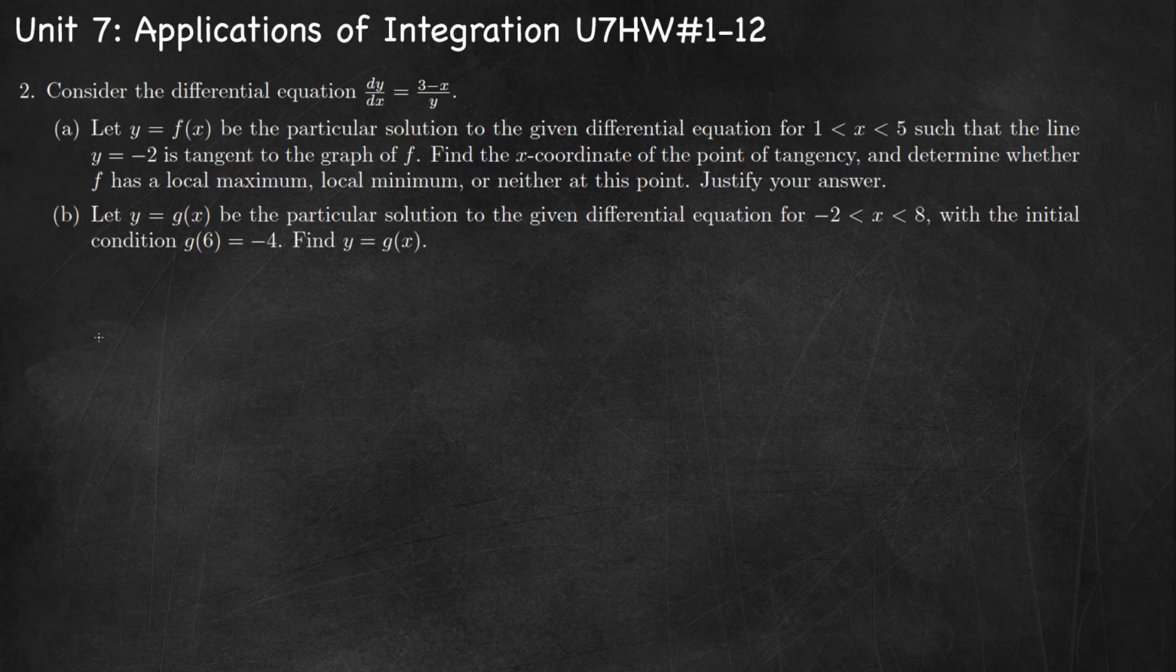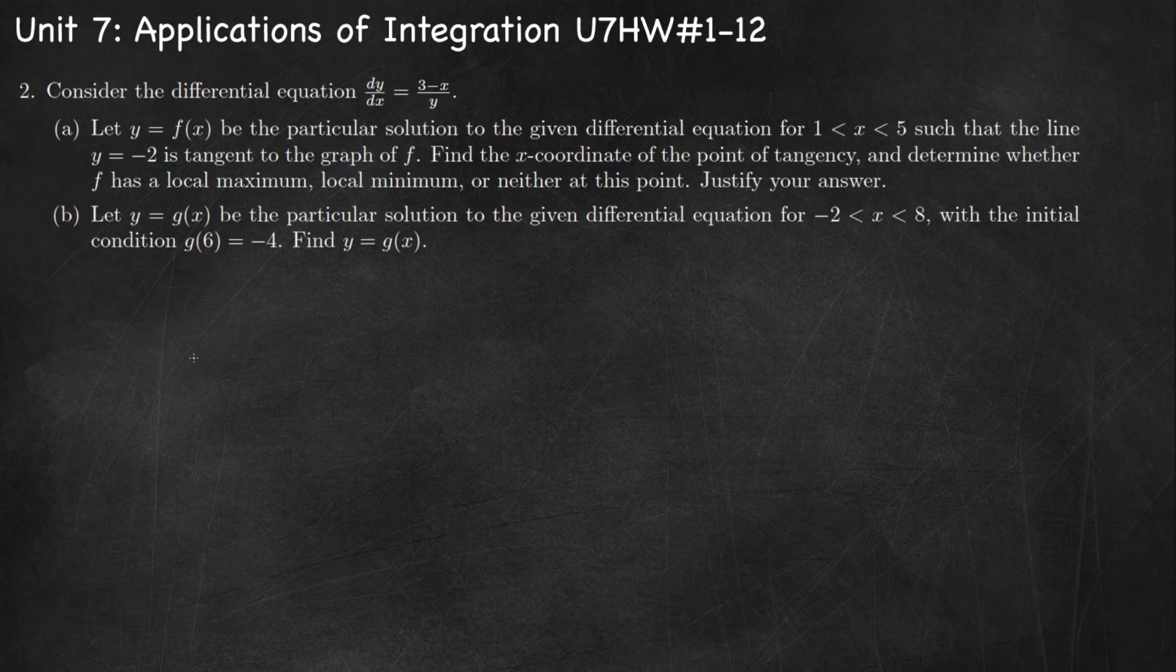Number 2, consider the differential equation dy dx equals 3 minus x over y. Part A, let y equal f of x be the particular solution to the given differential equation for x between 1 and 5, such that the line y equals -2 is tangent to the graph of f. Find the x-coordinate of the point of tangency and determine whether f has a local maximum, local minimum, or neither at this point.